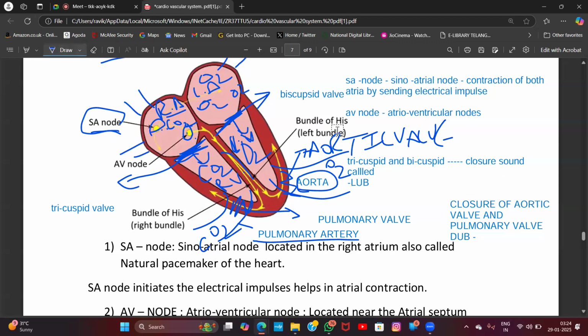The sound is produced by the closing of the heart valves. We call it lub dub.